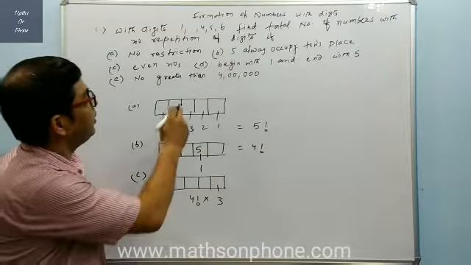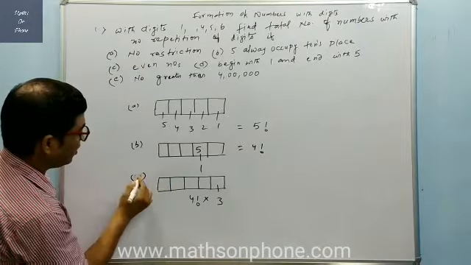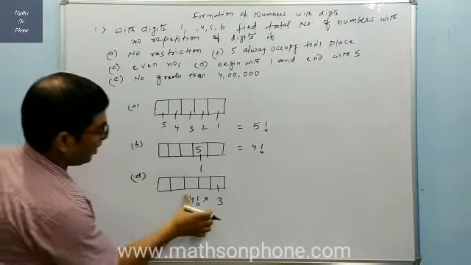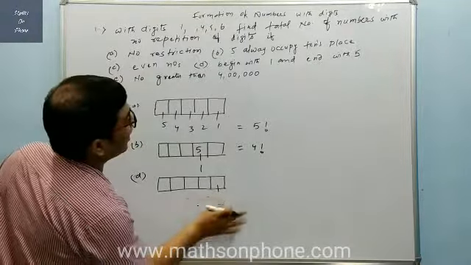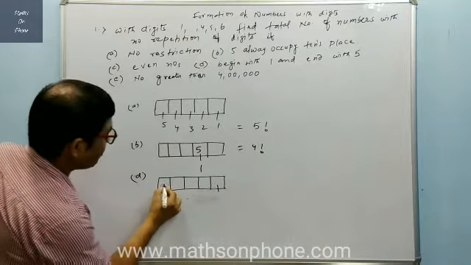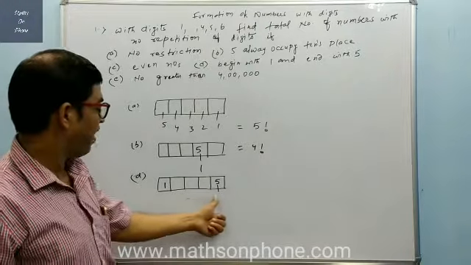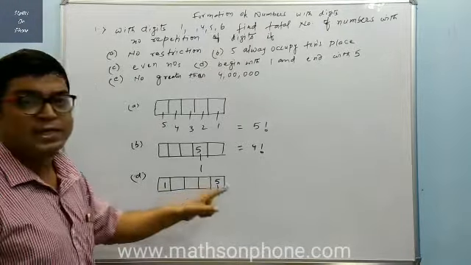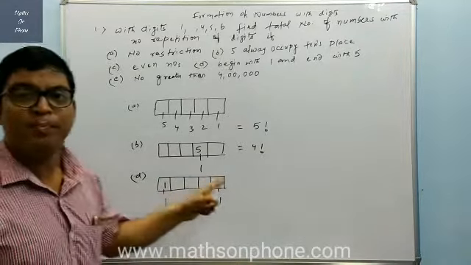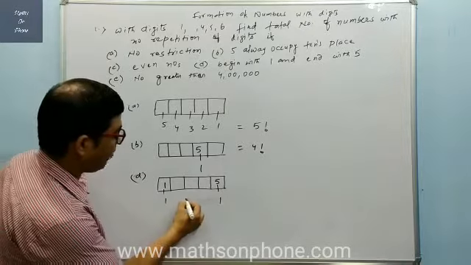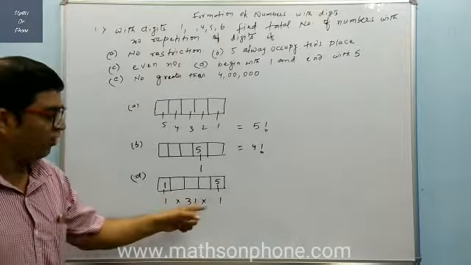Now go for question number D. The number is beginning with 1 and ending with 5. So the first place is 1 and the last place, that is the unit place, is 5. 2 places are fixed. This can be done in 1 way, and this can be done in 1 way. The remaining 3 places with the remaining 3 digits can be done in 3 factorial ways. So the total number of ways is 1 into 3 factorial into 1.